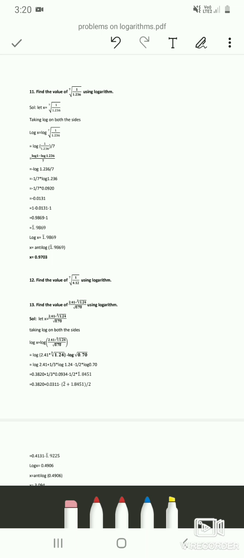So I hope you guys have understood indices and logarithms. Try to work out more problems, and if you have any questions you can ask me. In the next class we will move to the second unit, that is ratio and proportion.